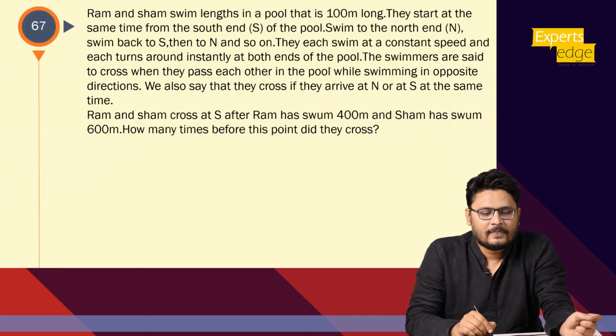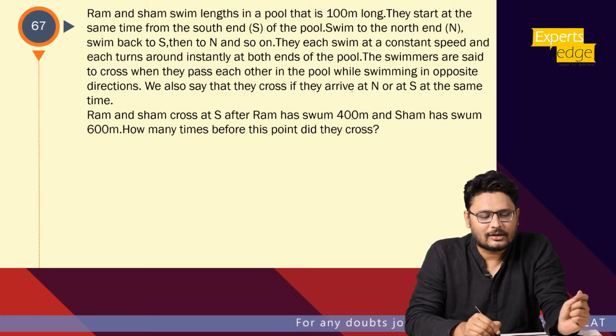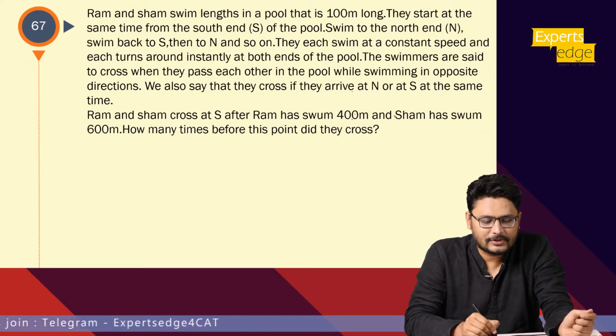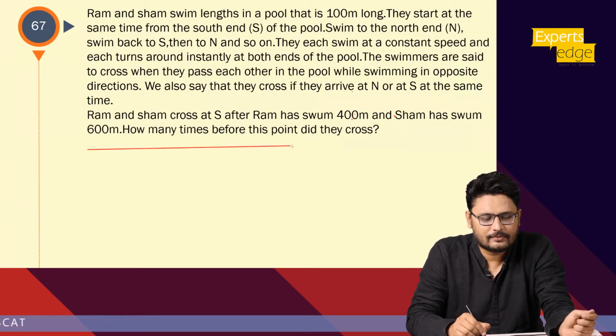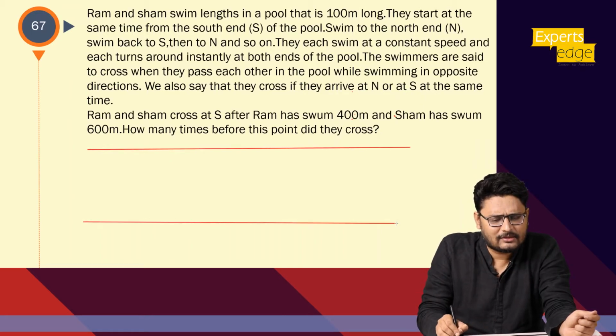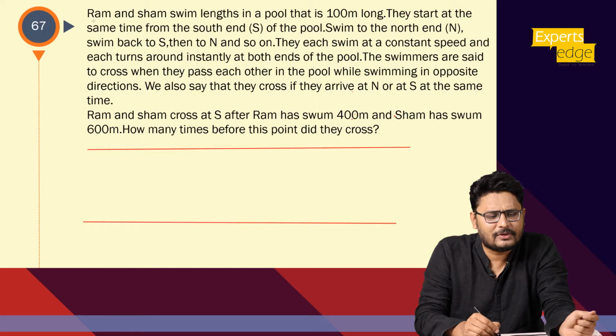So here is the first question. A 100-meter long swimming pool has a south end and a north end. Ram and Shyam cross at the south end when Ram has swum 400 meters and Shyam has swum 600 meters. Now here just let me quickly draw it. It will take some area of your page, but believe me, it's a very effective method.